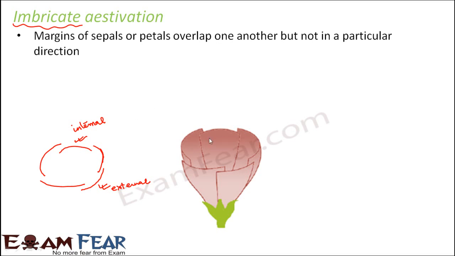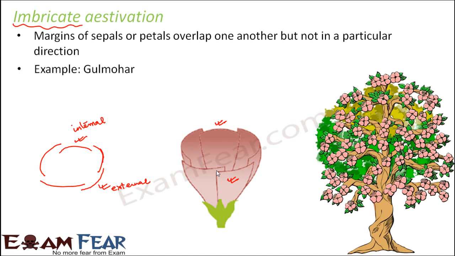If you look at this flower, you can see this one is an internal petal. See, this is overlapped on both the margins, whereas this one is an external because it is overlapping the neighbors on both the margins. So example of this kind of aestivation is the gulmohar flower.